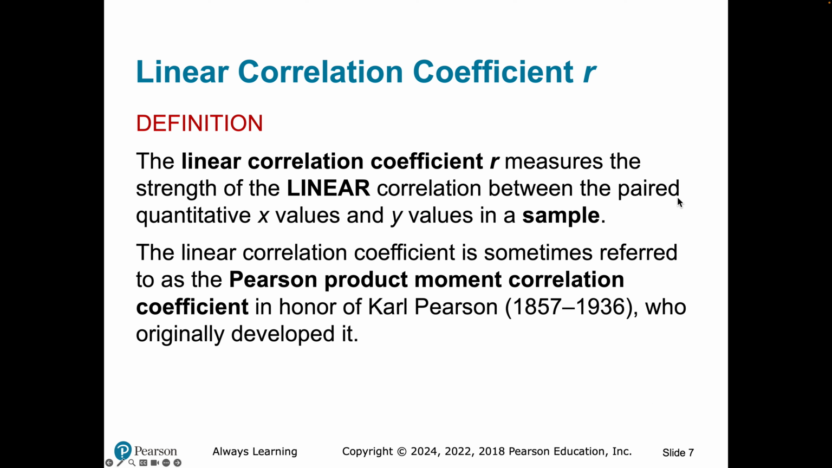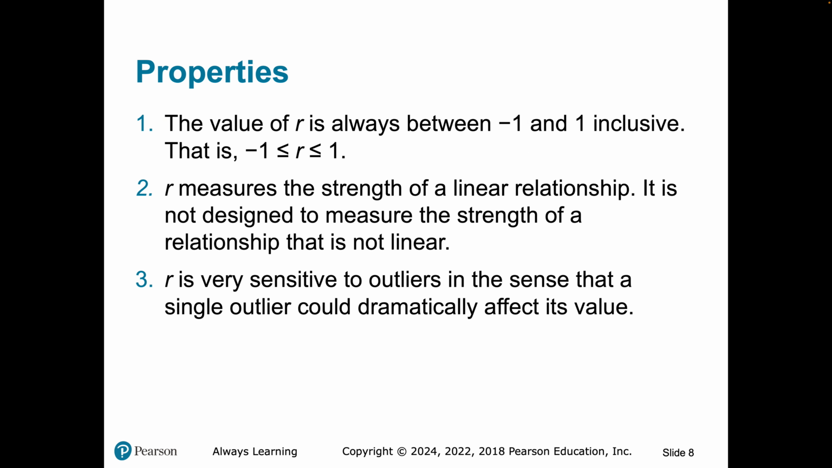So we measure this linear correlation with something called R. It's called a Pearson product moment correlation coefficient in honor of one of the great statisticians, Karl Pearson. And a few properties of this: the R value will always be between -1 and +1. Negative R indicates a negative relationship. Positive R's indicate a positive relationship.